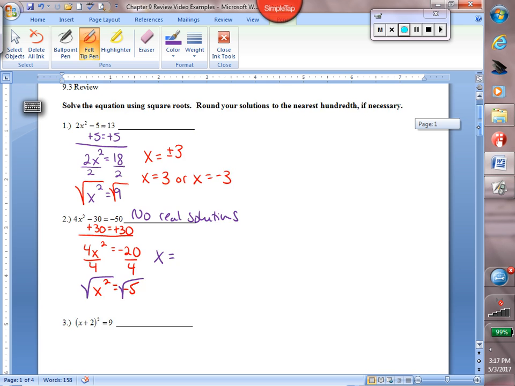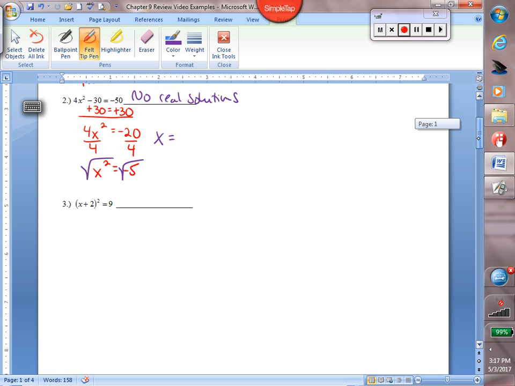Last but not least, in section 9.3, if we look at question number 3, now we don't just have an x squared, we have a whole quantity x plus 2 squared. To undo the squared, I take the square root of both sides. All that happens on the left, taking the square root undoes the squared, so we're left with x plus 2.